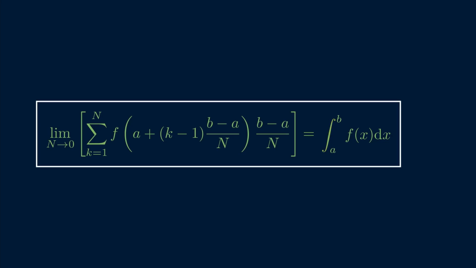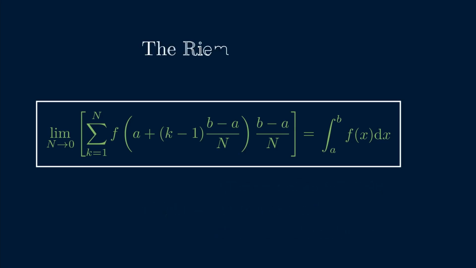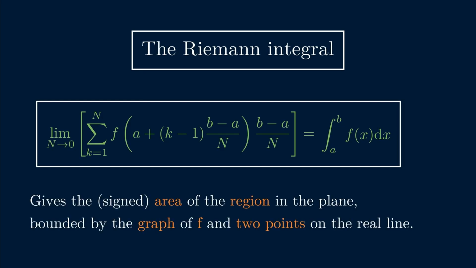This is symbolized by the integral sign, where the limits, meaning the starting and ending points of the interval, are indicated. Inside the integral, we write the function f that we are integrating, and finally we have the differential dx, which tells us what variable we are integrating over, in this case x over the interval from a to b. Somewhat informally, you can think of the expression f of x dx as the area of infinitely narrow rectangles situated at each point x on the interval, which we are then summing up. This is the definite Riemann integral, and it gives us the area of the region in the plane, bounded by the graph of the function f, and 2 points on the real line.